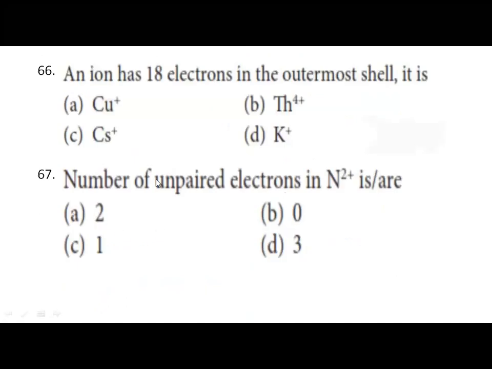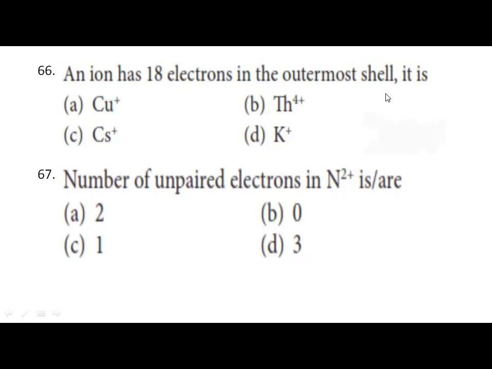An ion has 18 electrons in the outermost shell. Let us see. If you look at the atomic number of cesium, it is around 50s, so it will not have 18 electrons. Whatever ion you take, plus 1 means loss of 1 electron. Thorium, atomic number 81, will also not have, plus 4 means around 4 electrons less. Potassium and copper are the two options. Potassium has atomic number 19 and copper is 29.